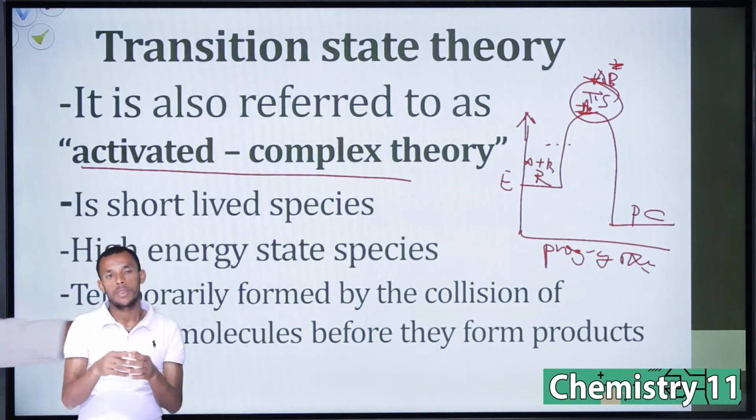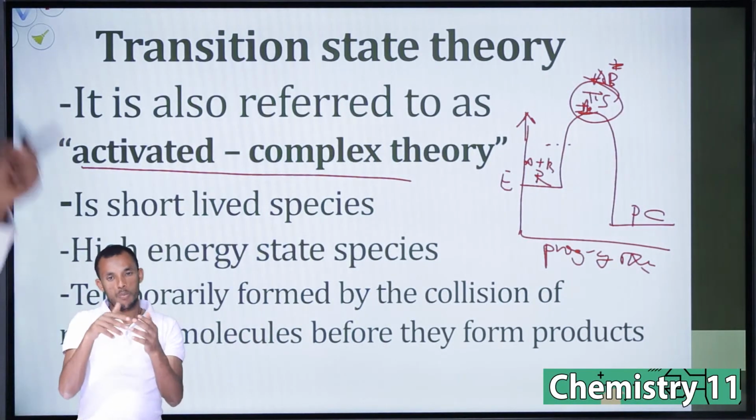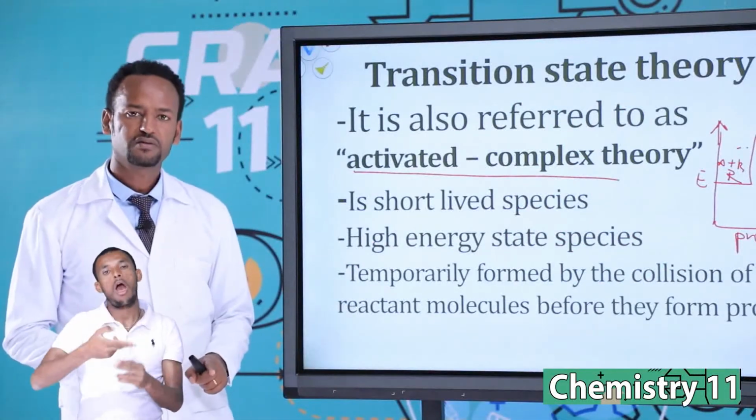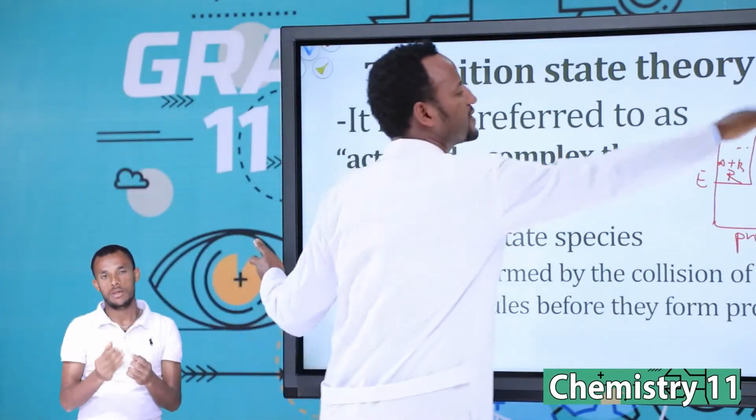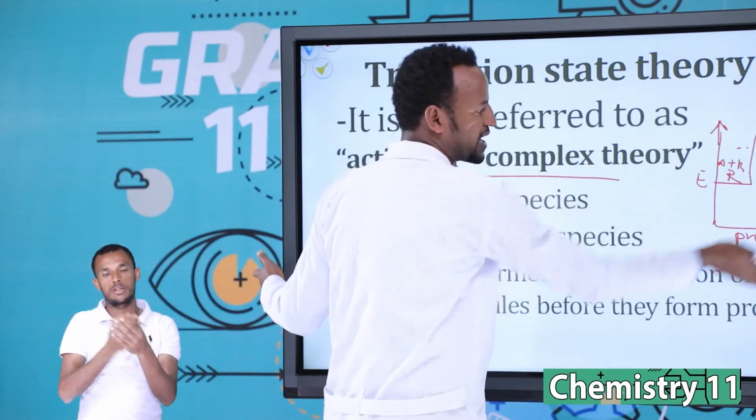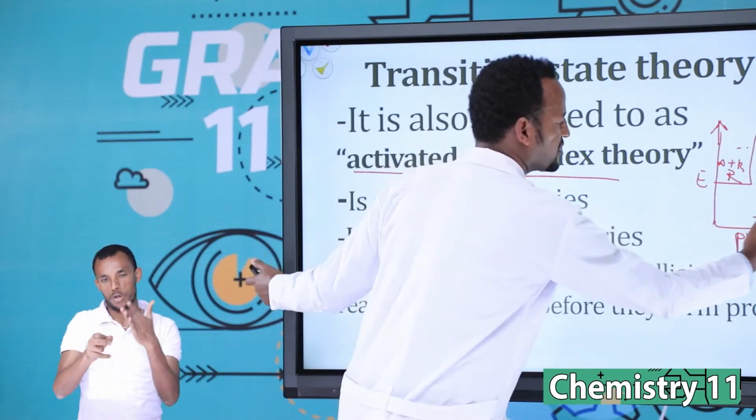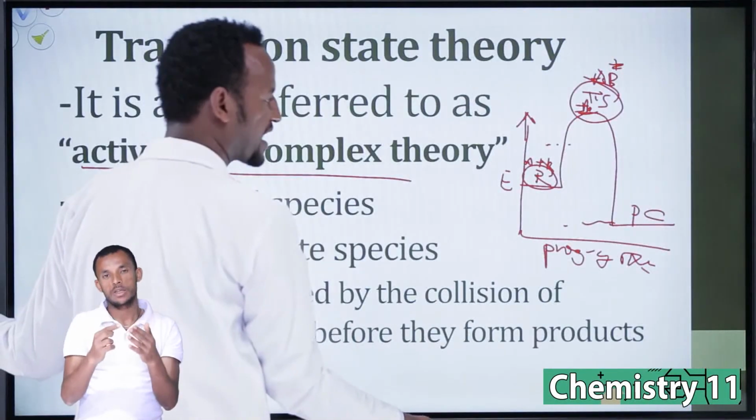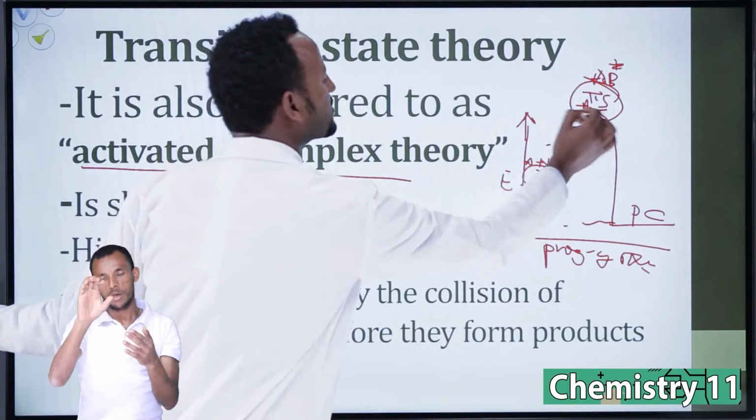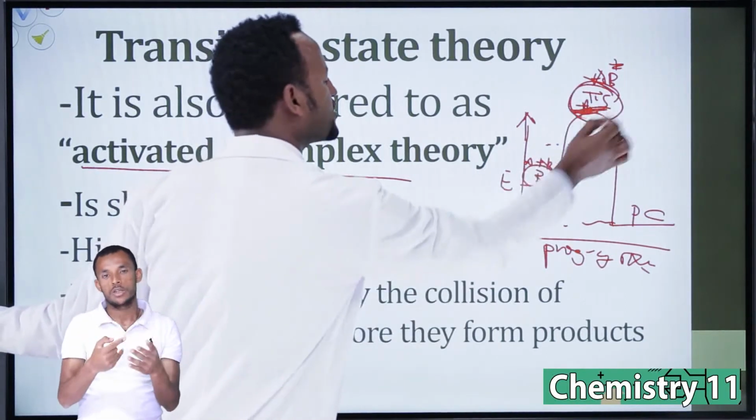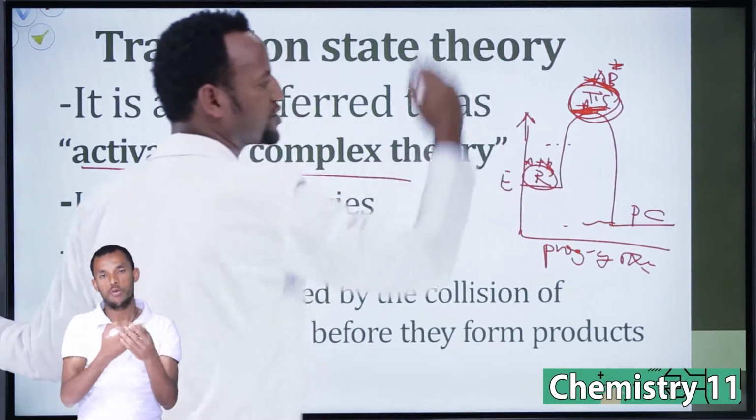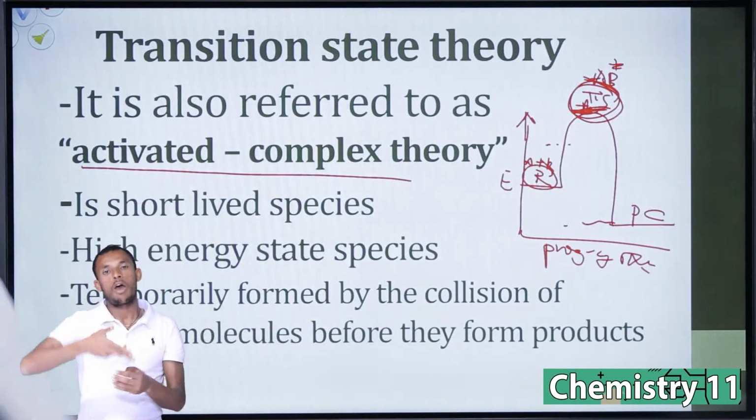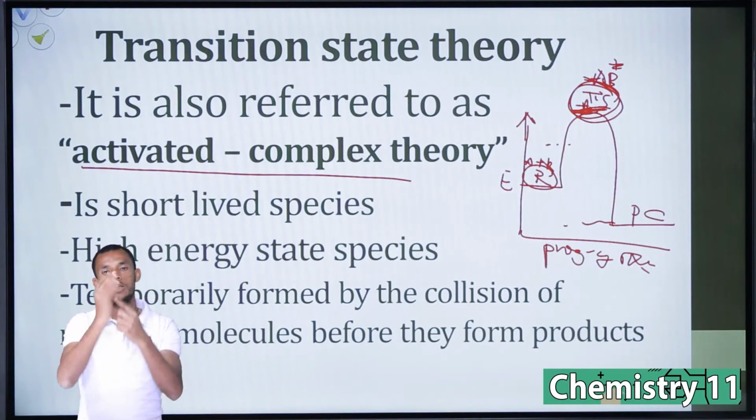In the transition state, it is a temporary formation. Again, it is a high energy state species, at a higher energy level. Look at this diagram: products are at the bottom and reactants are from this position. This is an exothermic diagram. This is the transition state. The energy of the transition state is in a higher position. Because of the higher energy level, transition states are unstable.